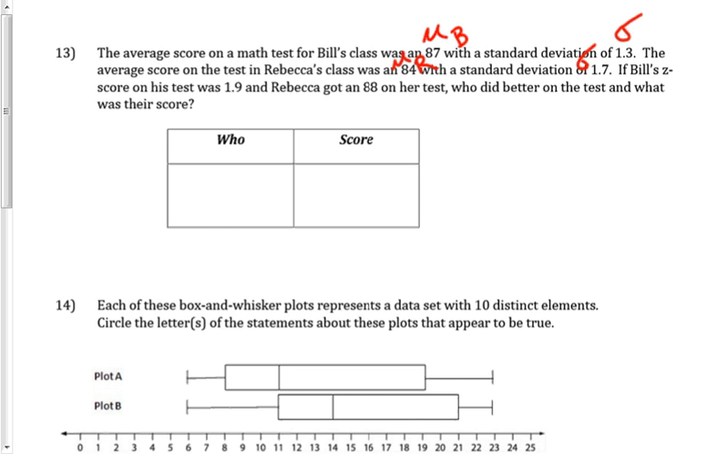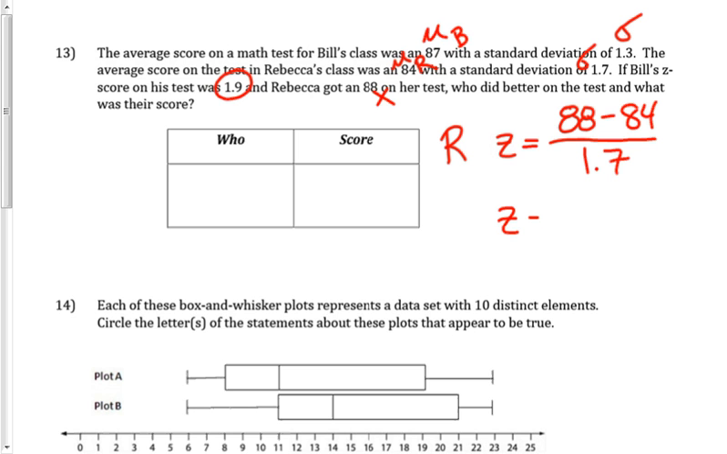Okay? So when we compare them, we want to compare them using the z-score. So we already know Bill's z-score is 1.9. So let's calculate Rebecca's z-score. So her 88 was an x, so we're going to do 88. Make sure you subtract the mean for her class, which was 84, and you divide it by 1.7. And you get a z-score of 2.36.